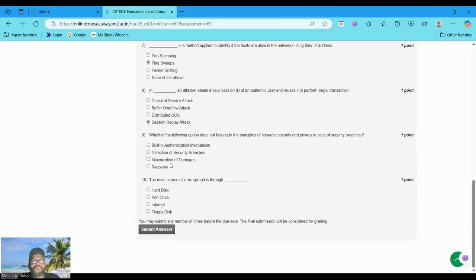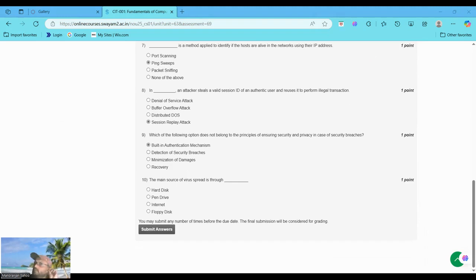Which of the following options doesn't belong to the principle of ensuring security and privacy in case of a security breach? Does not belong to means the built-in authentication mechanism does not belong to the principle of ensuring security and privacy in case of a security breach. So choose 9 option A.